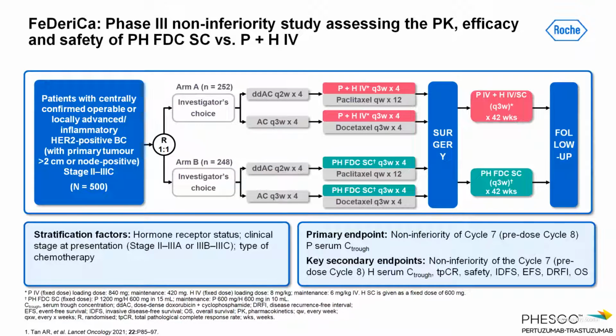So there was a phase 3 study called FeDeriCa, which looked at the non-inferiority between these two IV and subcutaneous preparations. So there was an arm A and arm B. Arm A was AC followed by intravenous Perjeta with paclitaxel or docetaxel and trastuzumab, and arm B was AC followed by subcutaneous fixed dose combination with paclitaxel or docetaxel as per the investigator choice, followed by surgery and followed by continuation treatment with again IV or subcutaneous regimen as per the arm in question. And the primary endpoint was non-inferiority of cycle 7 trough concentration with multiple other pharmacokinetic, efficacy and safety endpoints.